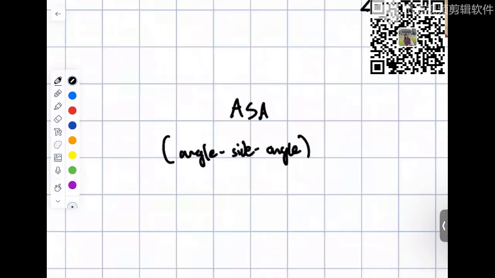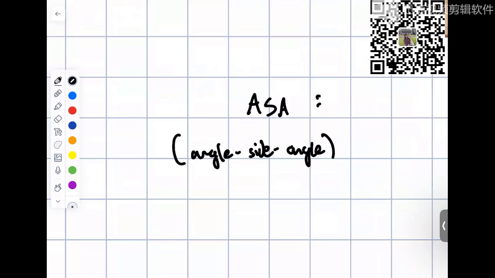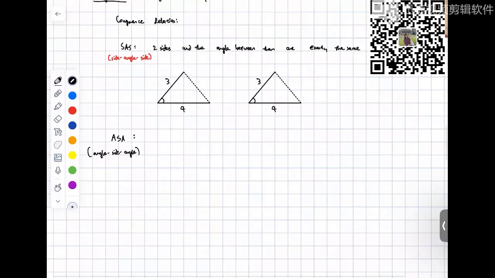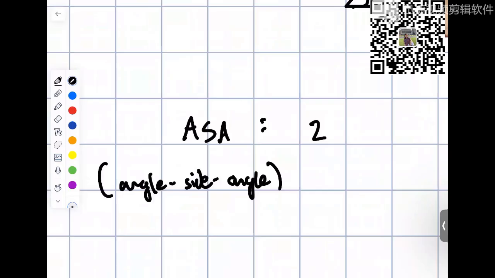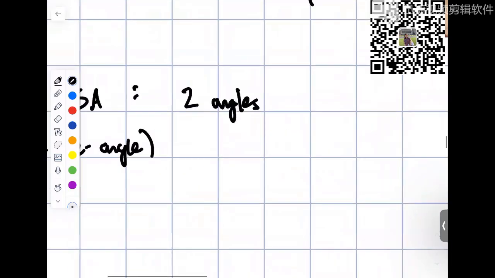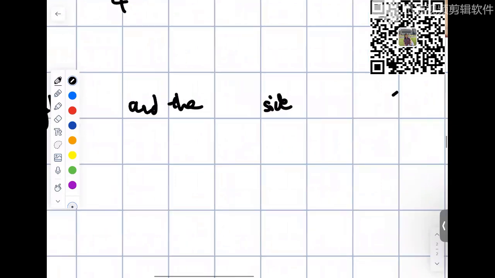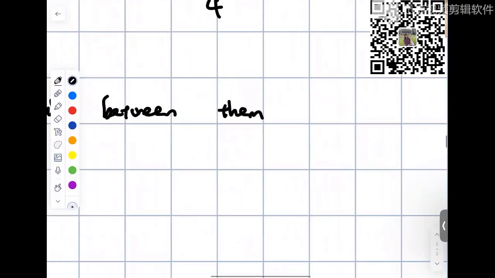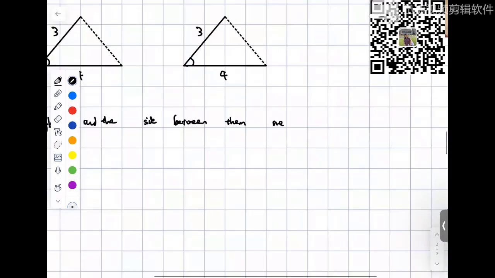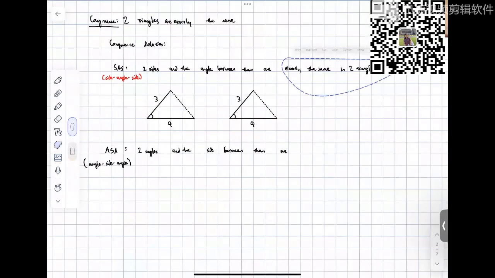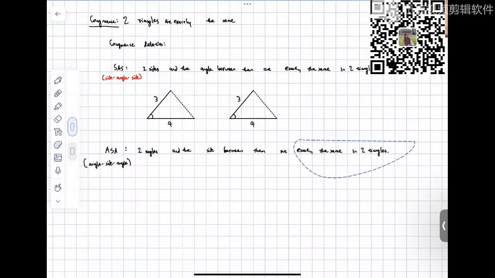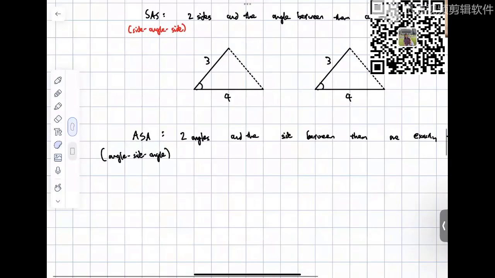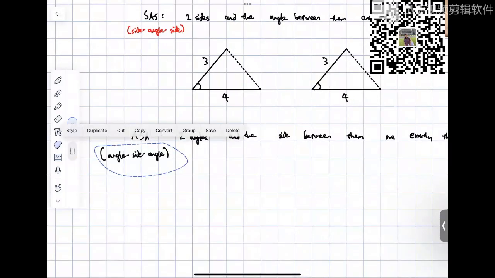So angle side angle is really simple, but it's kind of flipped compared to side angle side. So it's going to be two angles and the side between them are exactly the same. Just gonna copy that so I don't waste time. And for the example, turn this red.